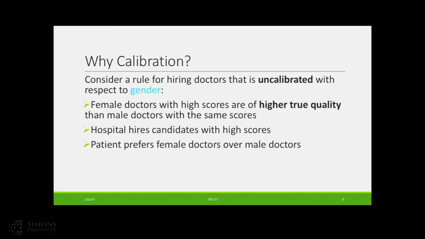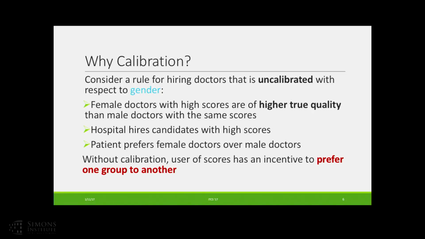Because I know the people who have been hired have high scores. I know that of the people with high scores, the females actually have higher true quality. So without calibration, the problem is the user of these scores has an incentive to prefer one group to another. Okay? So it turns out we really do need calibration in these risk tools. So the natural question now is, well, why don't we just have everything? Right? Why don't we just list all the things that we want and then achieve them?